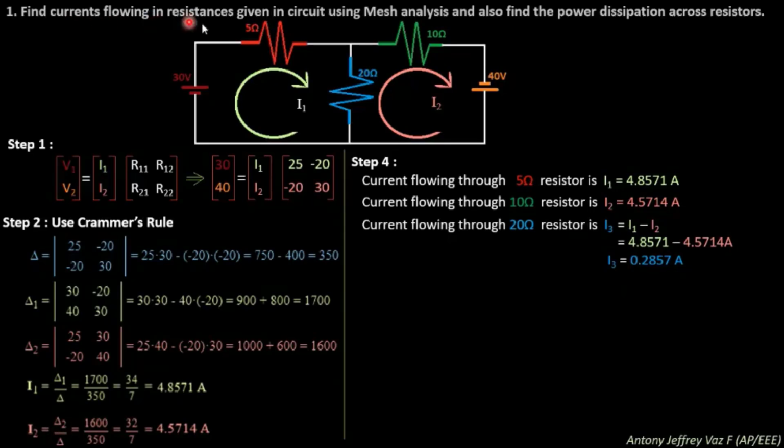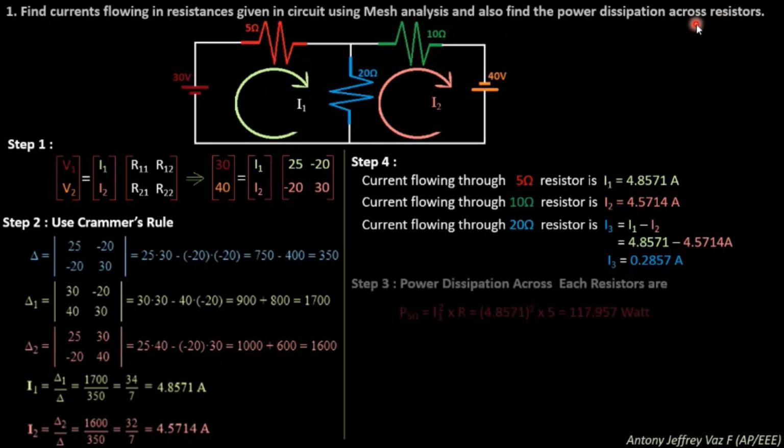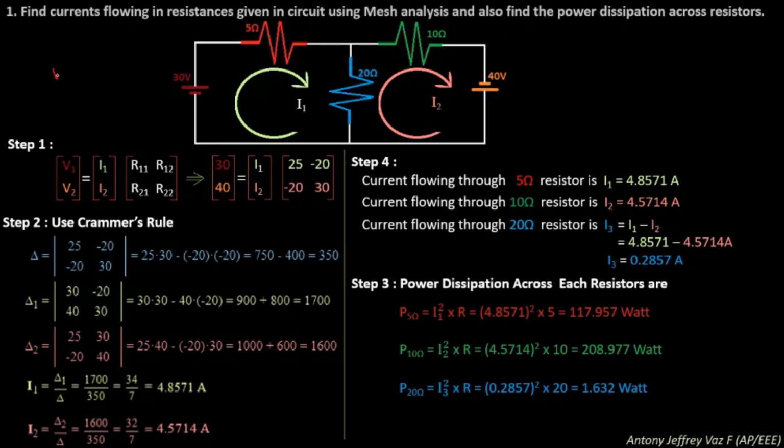What is the current flowing through the resistances given in the circuit using mesh analysis? This part is over. You have found the current flowing through the resistances given in the circuit using mesh analysis. The next part in the question is find the power dissipation across the resistor. How will you find the power dissipation? First, to find the power across this 5 ohm resistor, you know the formula P is equal to V into I.